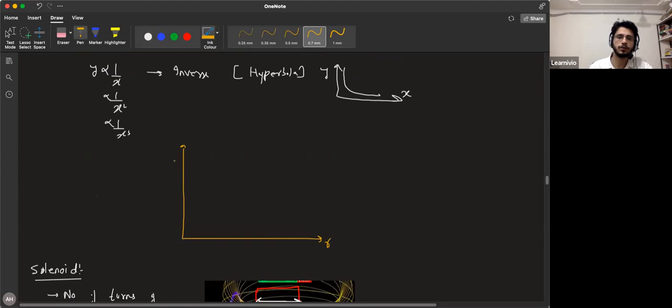This is R and this is B. So what is the shape of the graph? Let's divide this into parts. Here your R is 0. R equal to 0 means center. Sir, can you go up? Yes, just 1 second. R equal to capital R is the surface. R less than capital R is inside. And R greater than capital R is outside.